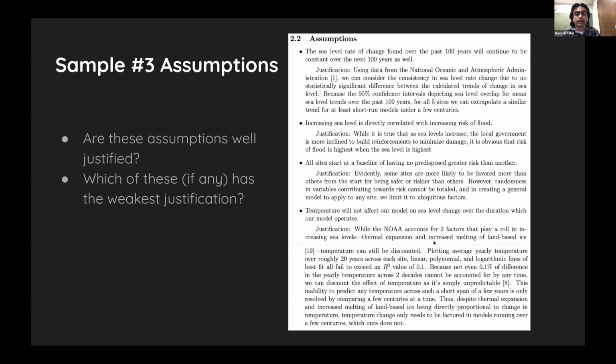One thing that I really like, this gets back to what we were talking about in our previous example. This team actually chose to write down part of their justification in terms of the statistical analysis they did. So clearly they tried to fit some data to a linear, a polynomial, and a logarithmic line, and nothing really worked. Their R-squared values were very, very low, which means that you don't have a good regression type model, right? And then they used this as justification.